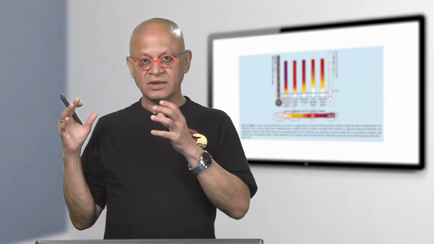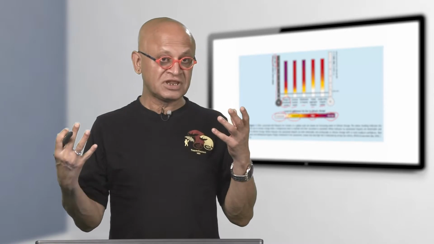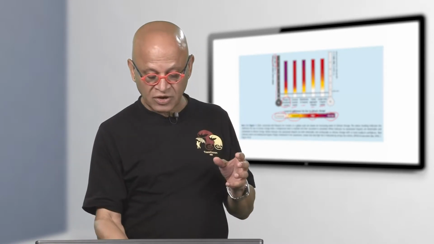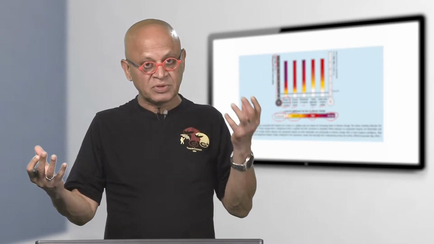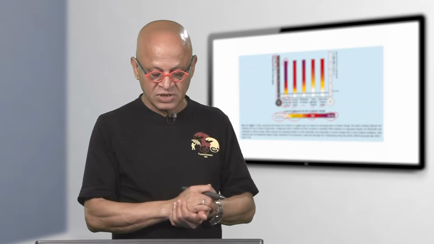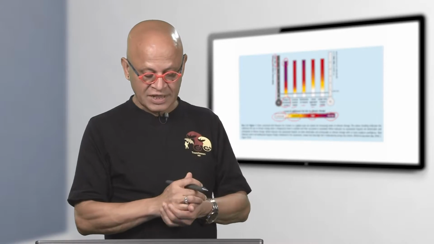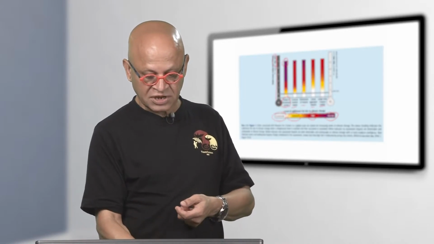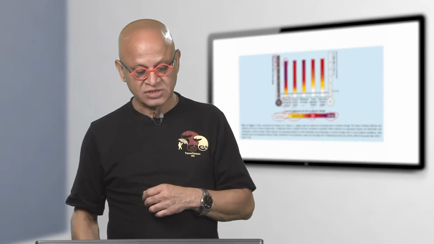So there are rural areas even in rich countries, and there are poorer populations even in rich countries. So it is poorer, not poor. It is just a relative term. There are rich people, there are poorer people, richer people, poorer people. So risk of food and water insecurity and livelihoods in rural areas occurs in all regions and sectors, and risk of loss of ecosystem, biodiversity, ecosystem goods, functions, and services also occurs in all these regions.